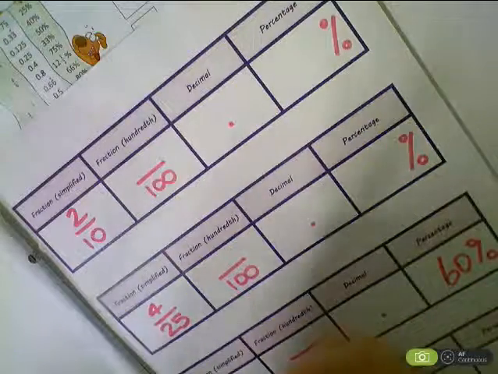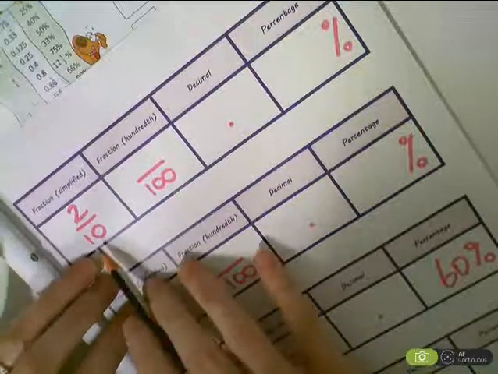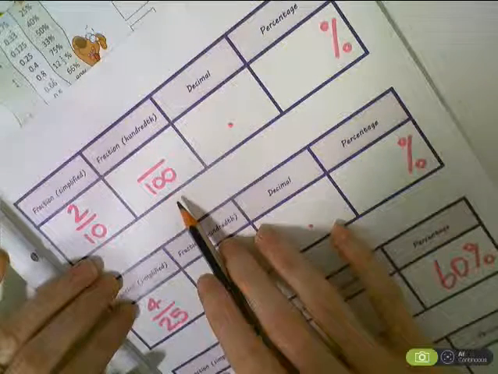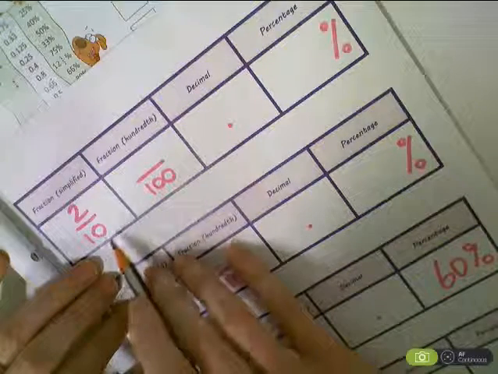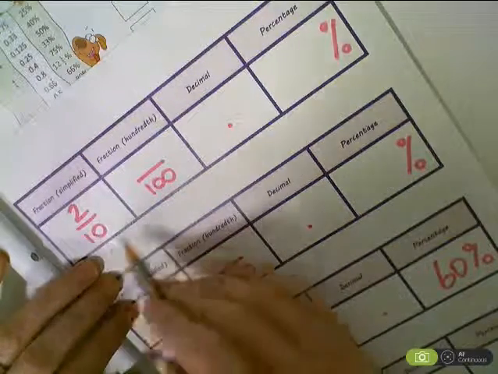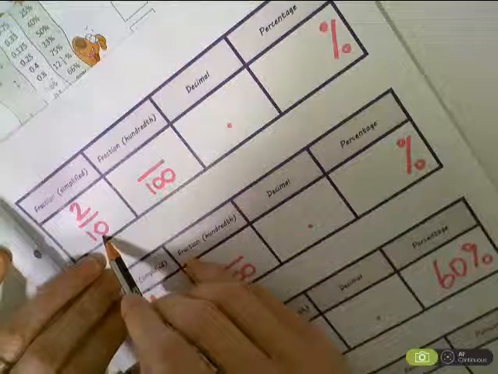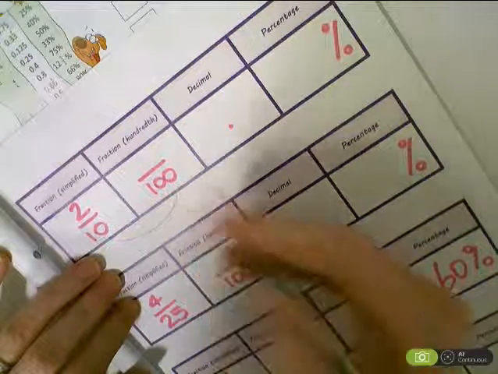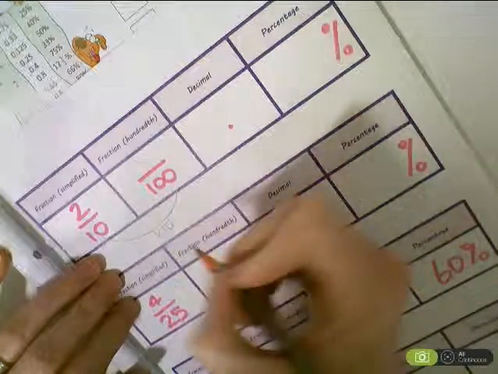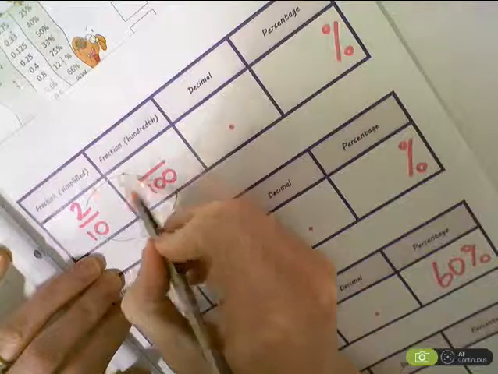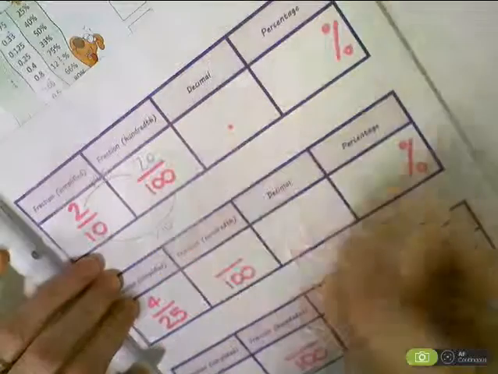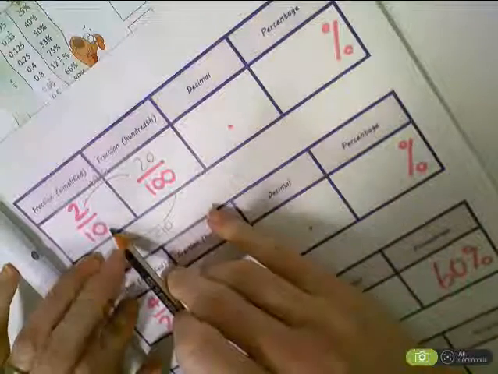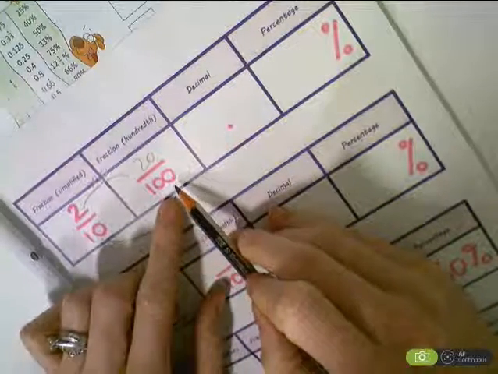So let's start with this one. So we're talking about wanting to create equivalent fractions, and the way we do that is by thinking whatever we do to the bottom number we need to do to the top number. So from getting 10 to 100, I know I will have had to have multiplied by 10. So I need to do the same thing for my numerator. So 2 multiplied by 10 is 20. So 2 tenths is equivalent to 20 hundredths.